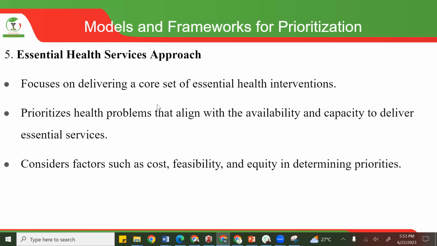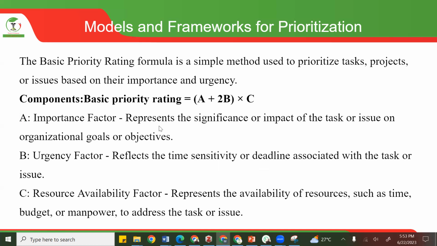And then, so we have the essential health services approach. With this, you want to make sure that the basic or the essential health services are actually provided to the community. So it prioritizes health problems that align with the availability and capacity to deliver essential services. So we look at issues to do with the cost, feasibility, and equity. So the scoring one, that is the basic priority rating formula.